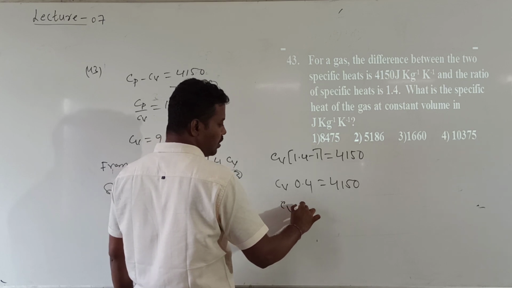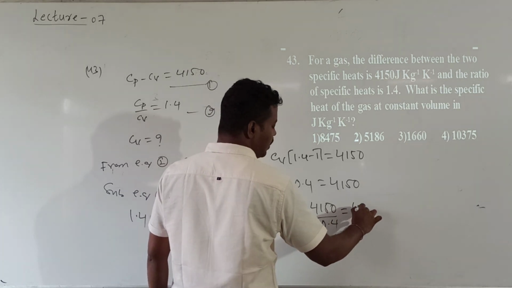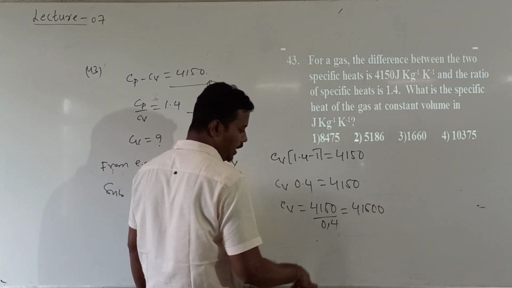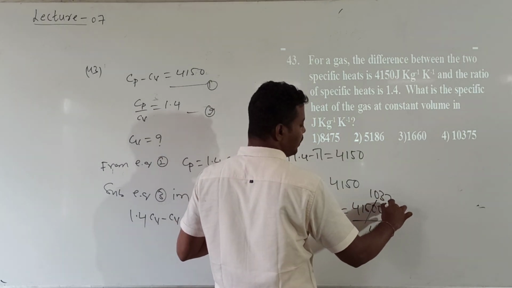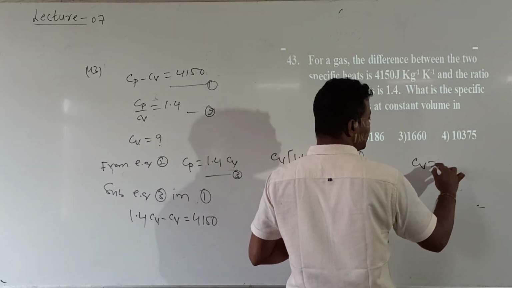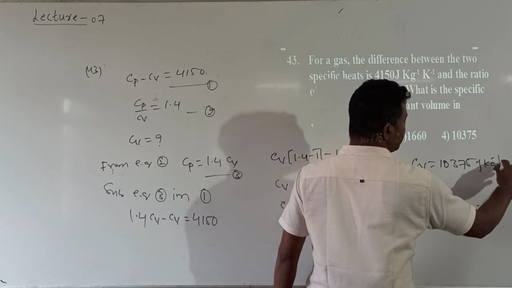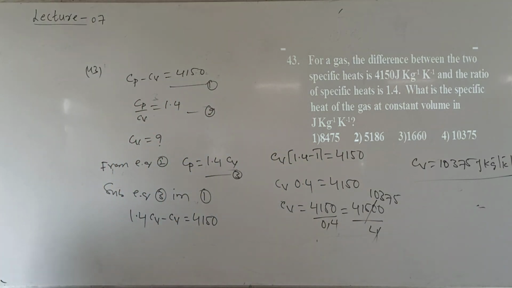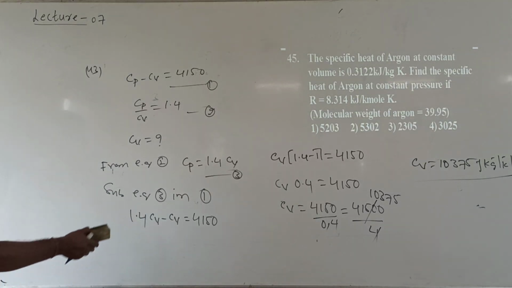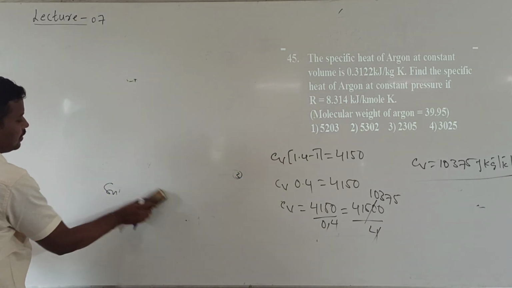So the value of Cv is equal to 4150 divided by 0.4, which can be written as 41500 divided by 4 to remove the decimal. So how much do I get? You get 1375. So the value of Cv is 1375 joule kg inverse Kelvin inverse. Okay? That is question number 43. Understood? Simple questions only. Question number 45, the last question for this class.